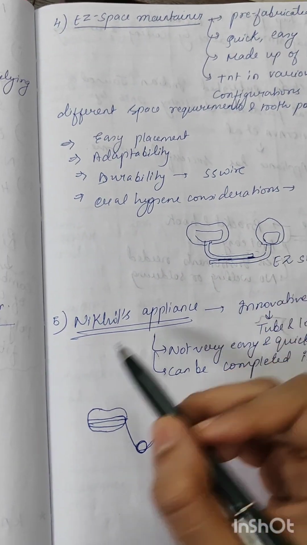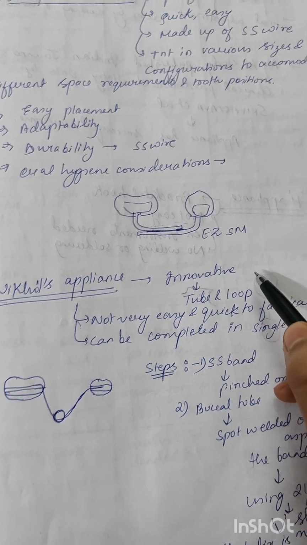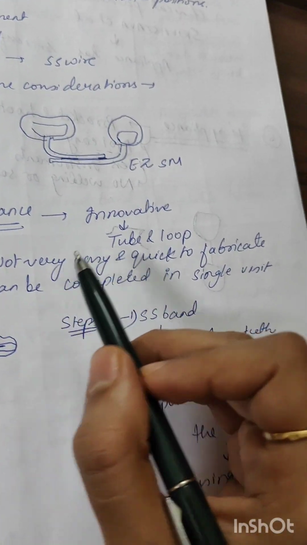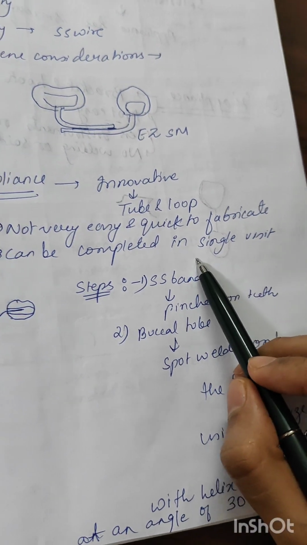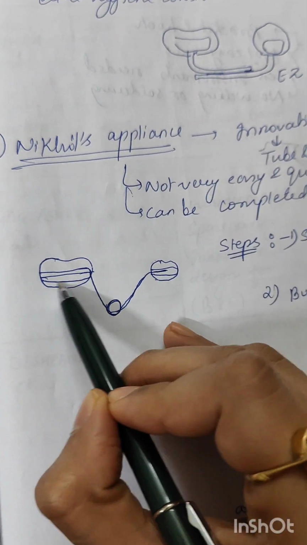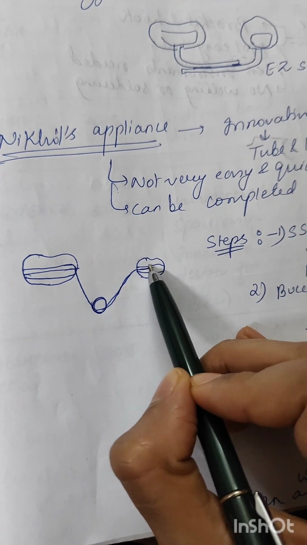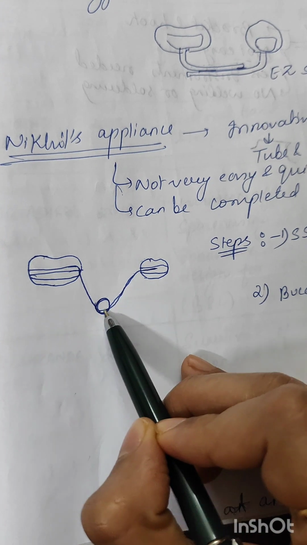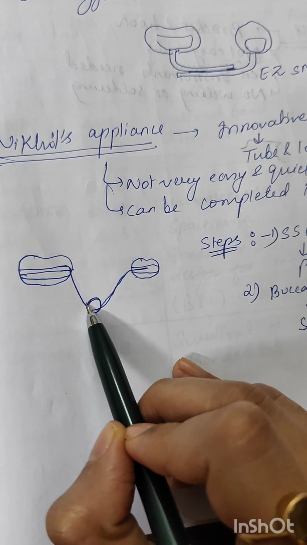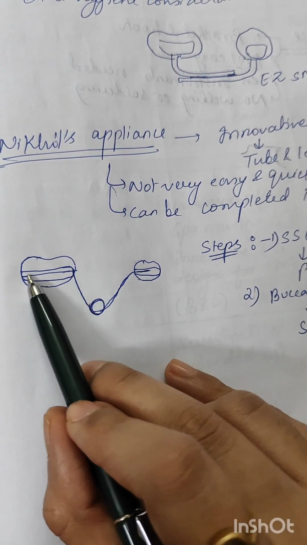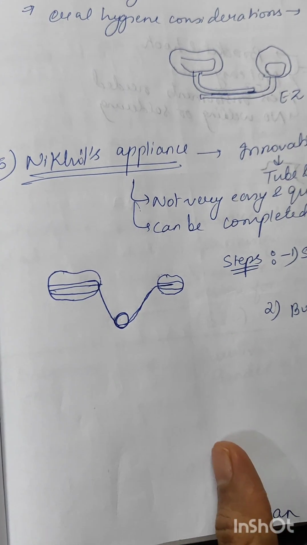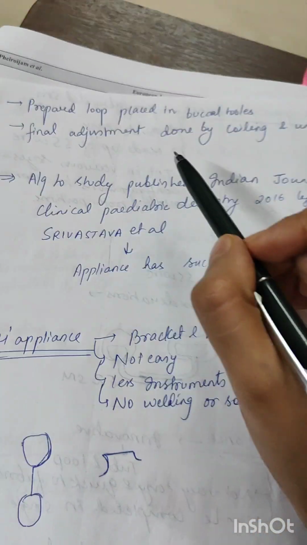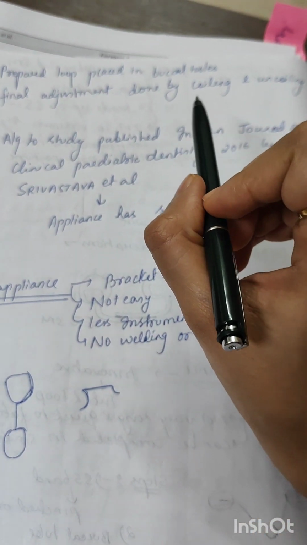Okay. Now Nikhil's appliance. It is an innovative tube and loop. It is not very easy to fabricate, but it is quick and can be done in a single visit. The steps: these are my molars. Stainless steel bands are adapted over the molars and a tube is given, and then a V-shaped stainless steel wire is formed with a helix in between, at an angle of 30 to 45 degrees. The prepared loop is placed into the buccal tubes, and final adjustment is done by coiling and uncoiling.